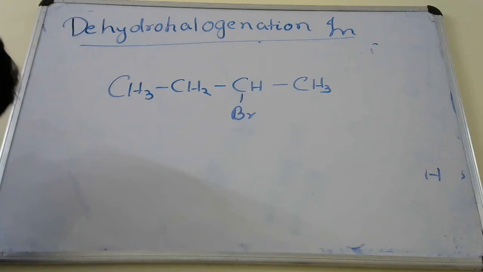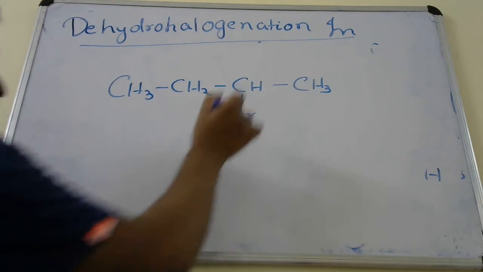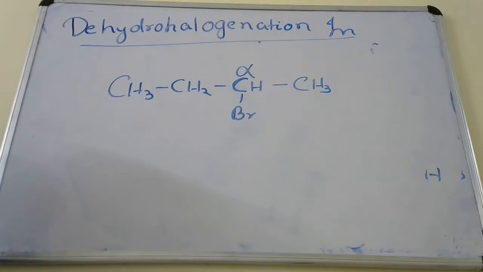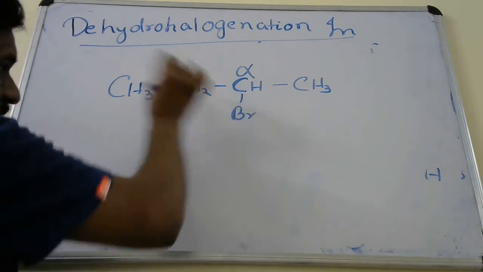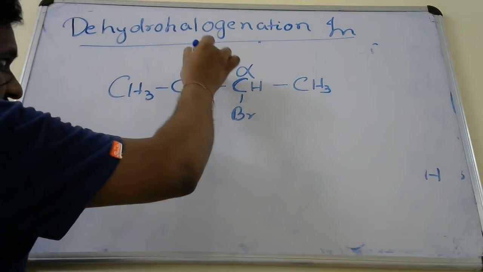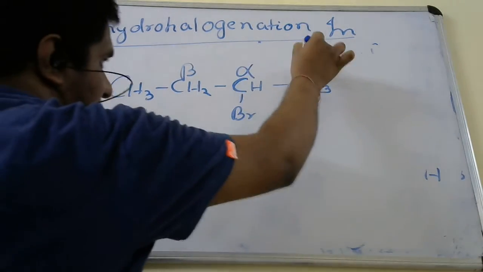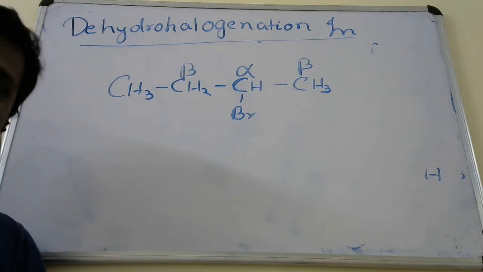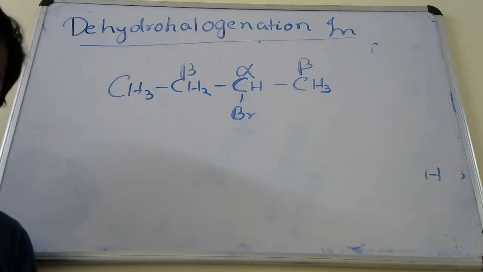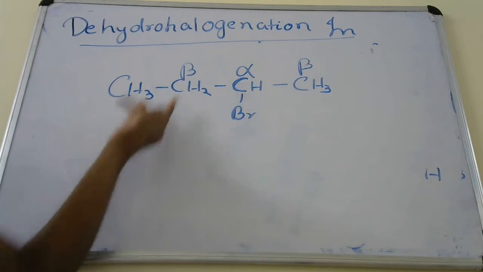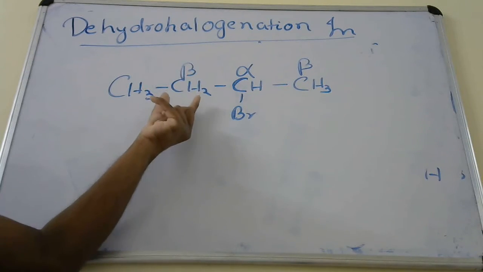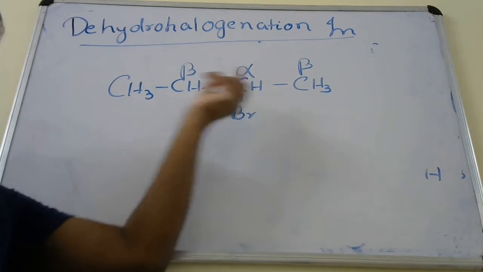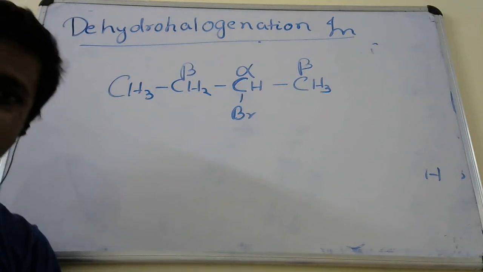If you observe this molecule, the carbon atom directly linked to the halogen is your alpha carbon, and the carbon next to the alpha carbon is the beta carbon. But you see there are two beta carbons here. So there are two beta carbons.